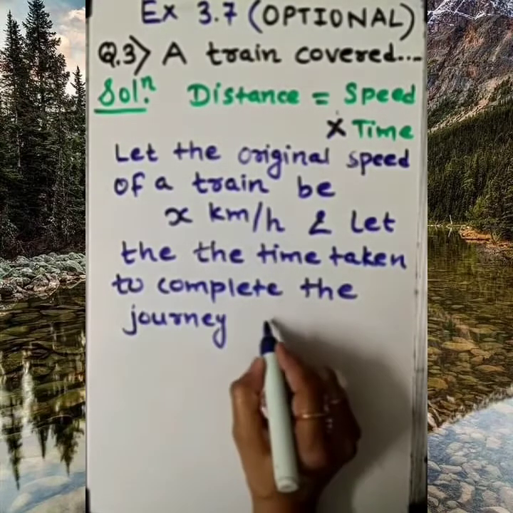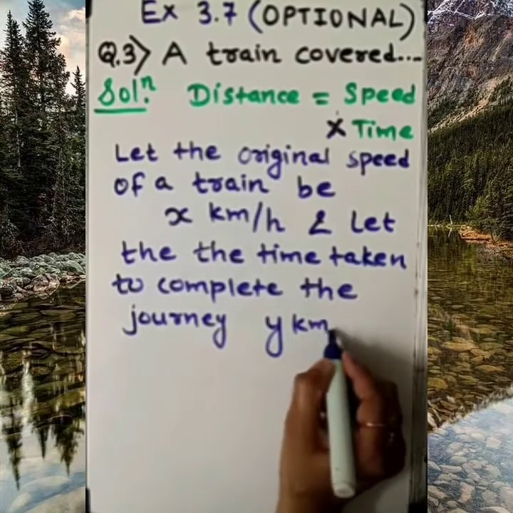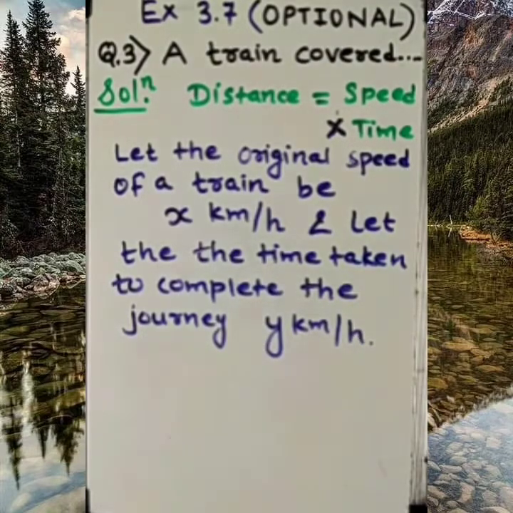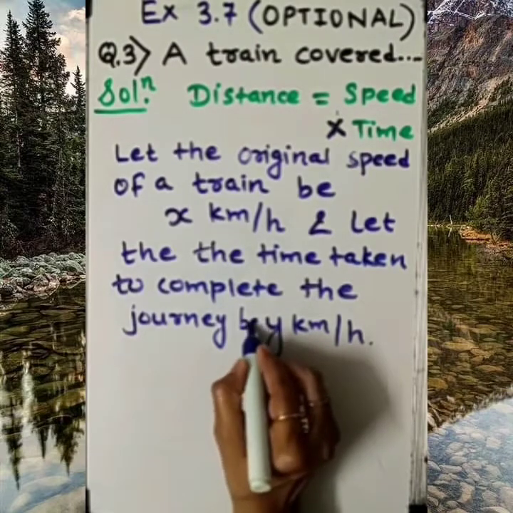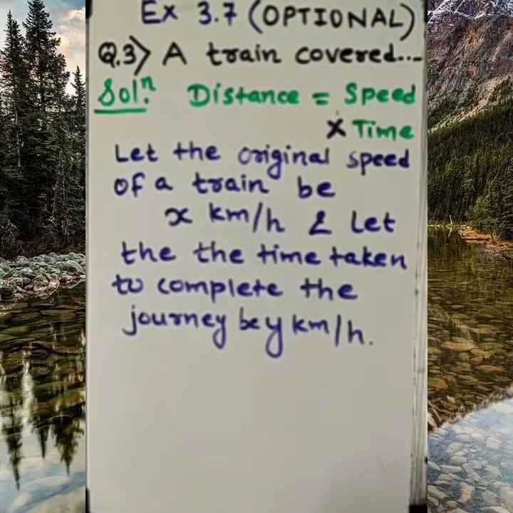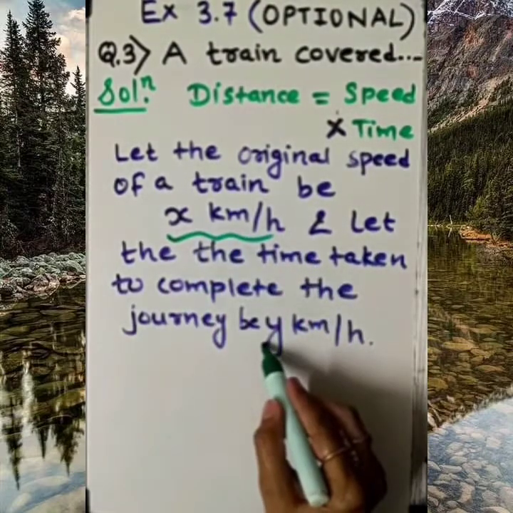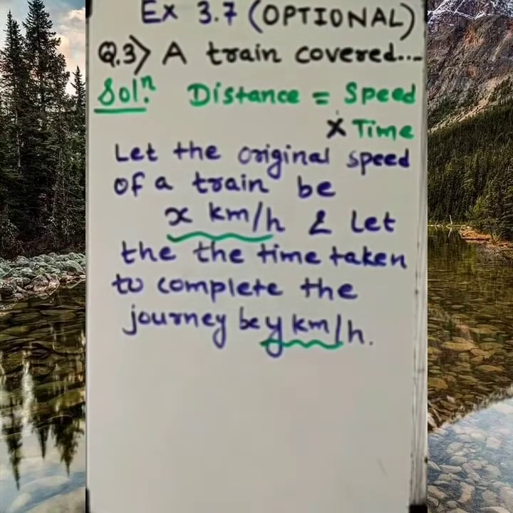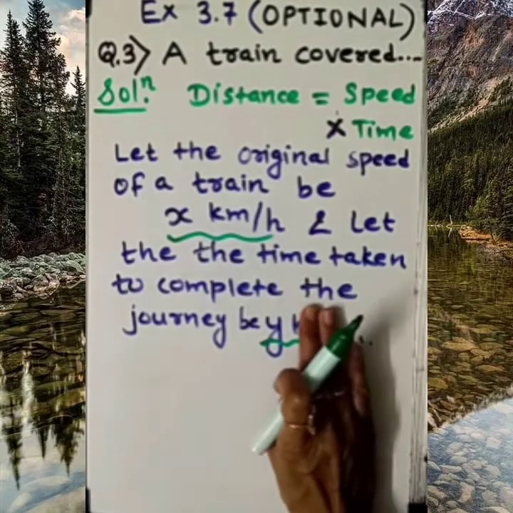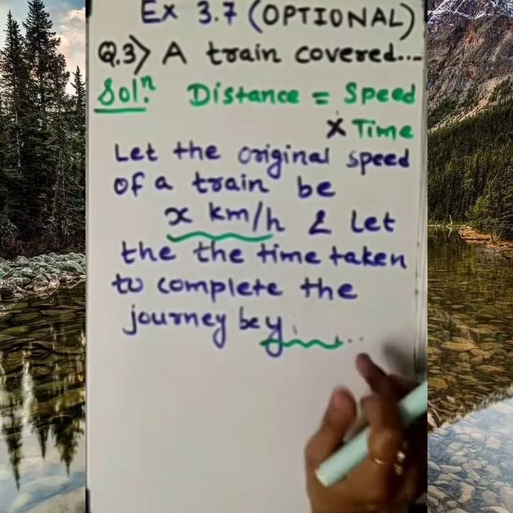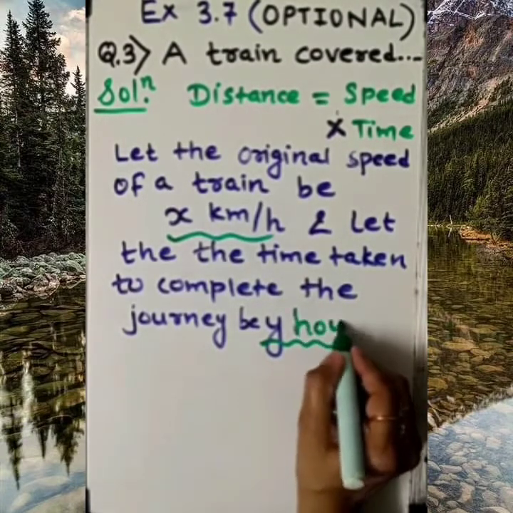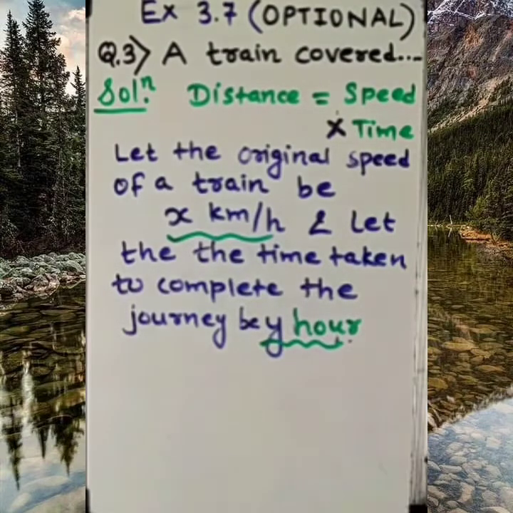So the speed we are considering is x kilometer per hour and the journey time taken is y hours. The unit for time is hours, not kilometer per hour. Y hours. Clear to you?